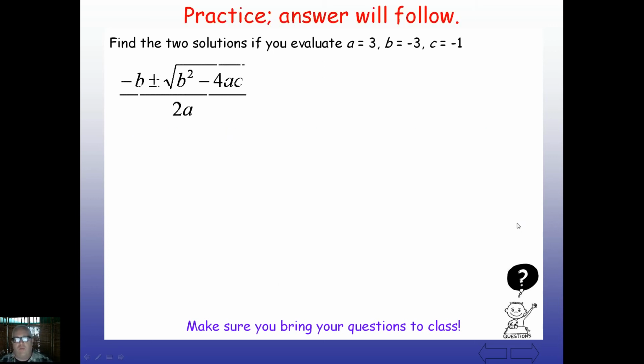Alright, and let's try one more here. And this one's going to be a little messier. I'll give you a little warning on that, but that's okay. Let's try it. So find the 2 solutions if you evaluate a equals 3, b equals negative 3, and c equals negative 1. Plug those in and see what you get. And I'll be right here when you get back.